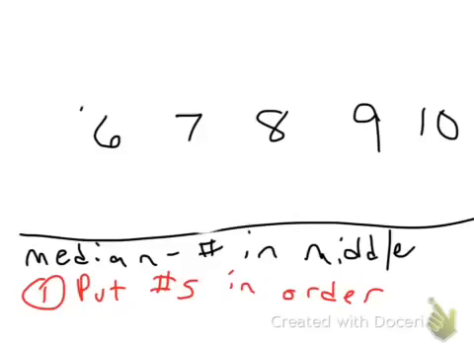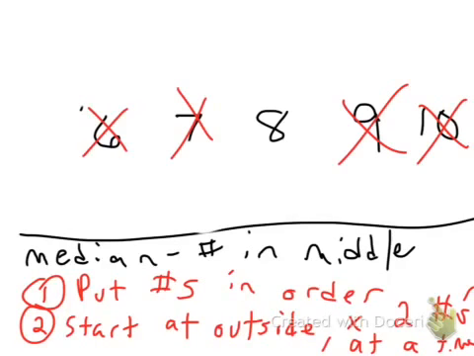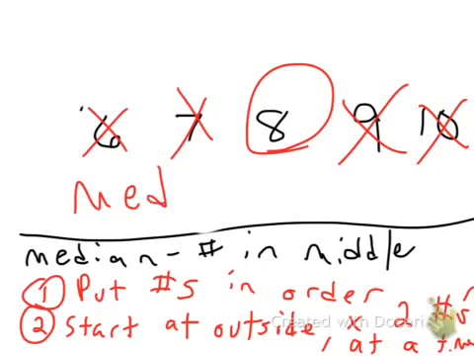Then, number 2 is start at the outside and cross off 2 numbers at a time. So, we're going to start at the outside, X out 2 numbers at the same time. Now, this is really important. So, you're going to cross out 2 at a time. So, we're going to cross out 6 and 10. Then we're going to cross out 7 and 9. And what we're left with is 8. So, the median is 8.